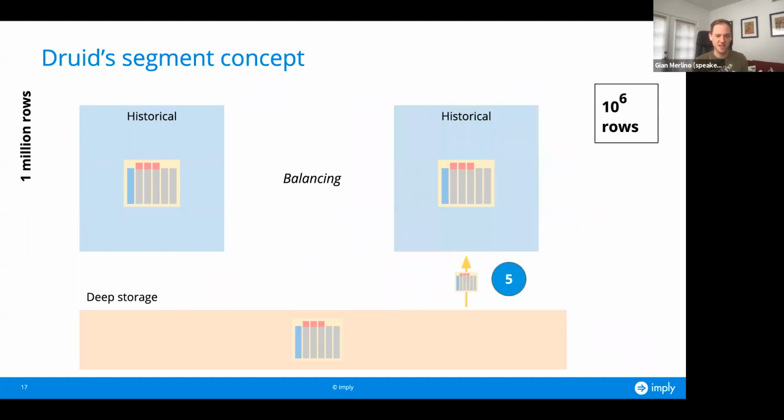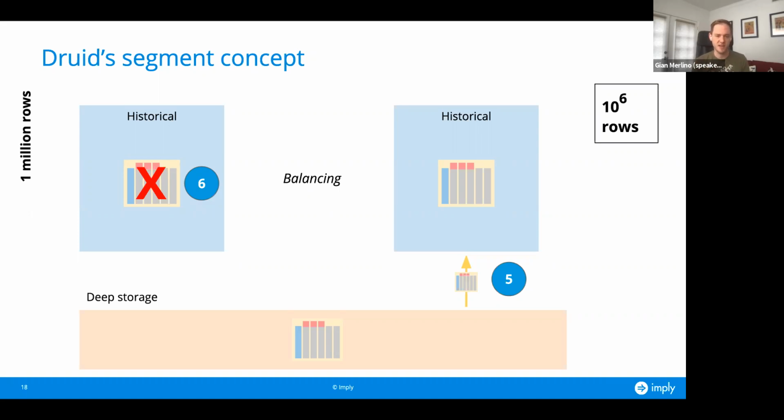And so balancing means that what's going to happen is another historical, a different one, will load the same segment, and then the original one will drop it. So for a brief period of time, it'll be available on both, and then it'll drop from the first one. And this balancing process is happening continuously in the background to try to keep the load even across all the servers. This is one of the reasons why we do have this segment concept.